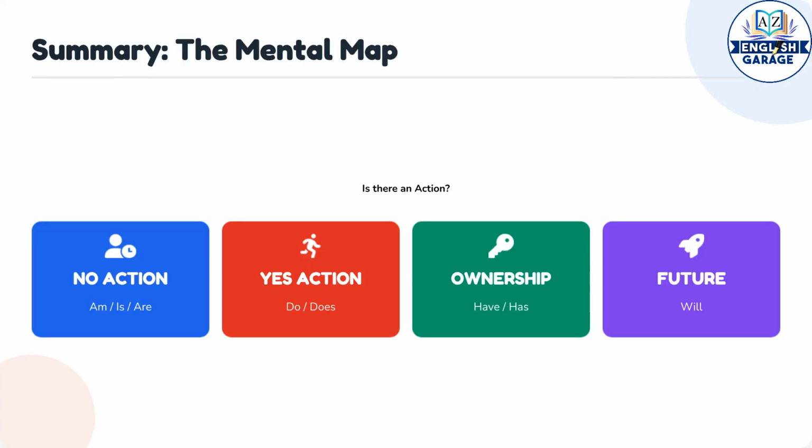Here is a summary of the mental map for auxiliary verbs. The keys are am/are for no action, do/does for yes action, have/has for ownership, and will for the future.